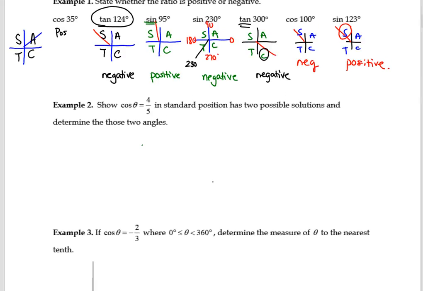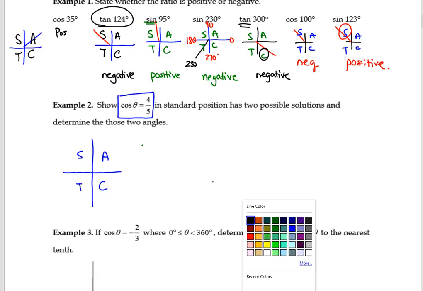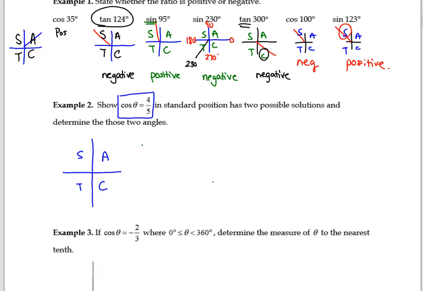Show that cos theta equals 4 over 5 has two possible solutions and determine those angles. So when we're looking for an angle, we actually have two possible solutions, always between 0 and 360. Okay? And this is where CAST is going to come in. If we think of CAST and look at the ratio we have, cos theta equals 4 over 5, is that positive or negative? Positive, okay? So this is a positive ratio.